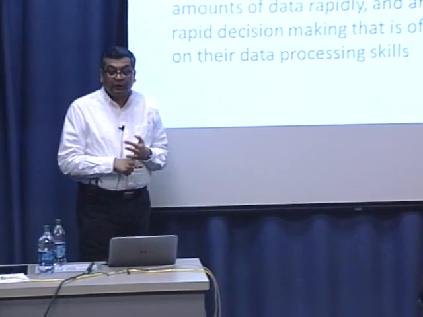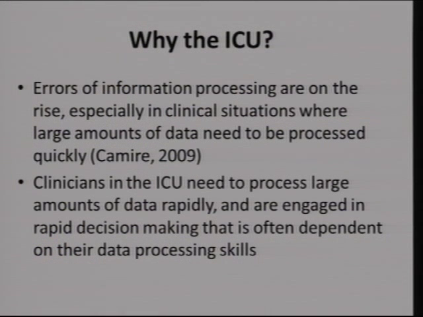So errors of information processing are on the rise, especially in clinical situations where large amounts of data need to be processed quickly, such as the ICU. We know that clinicians in the ICU need to process huge amounts of data rapidly, and not only do they need to process it rapidly, everything is actionable, right? It's not that you process it in 5 minutes, but then you take 6 weeks to figure out what to do with the patient. You process it in seconds, and you have a few minutes, a window of opportunity of a very short period of time in order to make those decisions and deploy them. And the decision-making is very clearly associated with data processing skills because the lead time between the actual processing and making the decision is so short in environments like the ICU.